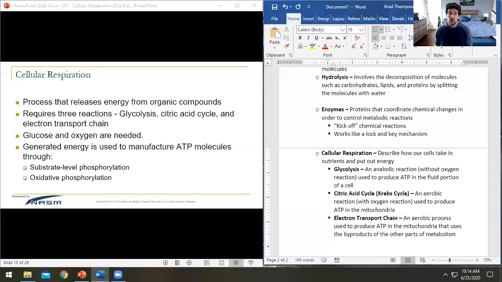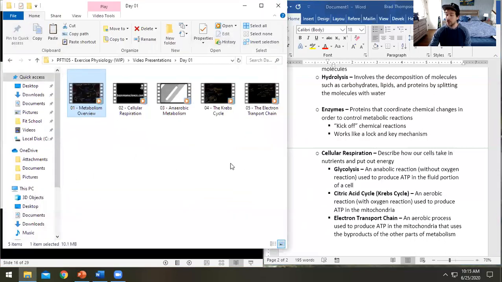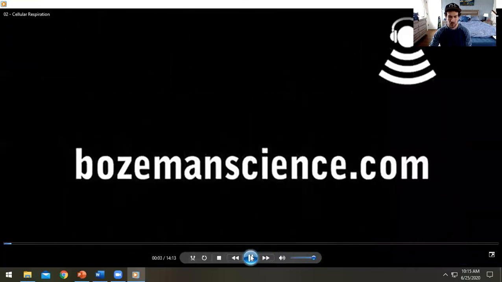So basically, you're going to do glycolysis first. That's going to produce a little bit of ATP and some lactic acid. Then that lactic acid is going to be used to produce more ATP with some oxygen's help in the citric acid cycle. And then the byproducts of that are going to further go into the electron transport chain with even more oxygen and produce even greater amounts of ATP. So that is cellular respiration in a nutshell. I've got another really quick video that is going to kind of break this down. We're not going to watch this whole thing.